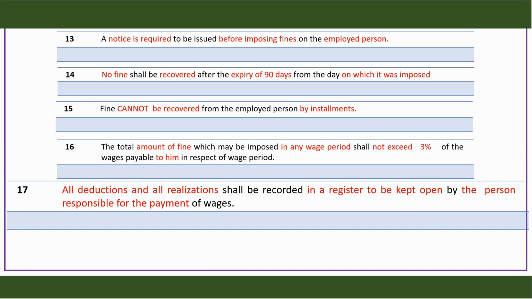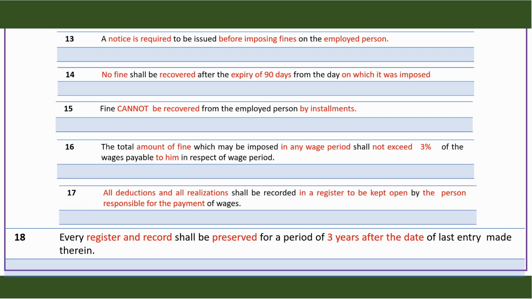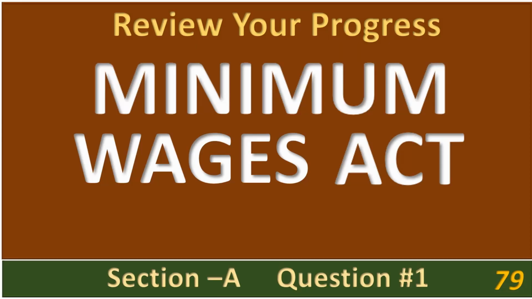And there is a register kept showing all deductions and realizations, and it is open for inspection. It will be maintained by the responsible person, and the register and record is preserved for at least 3 years after the date of last entry. The progress in respect of the Minimum Wages Act.